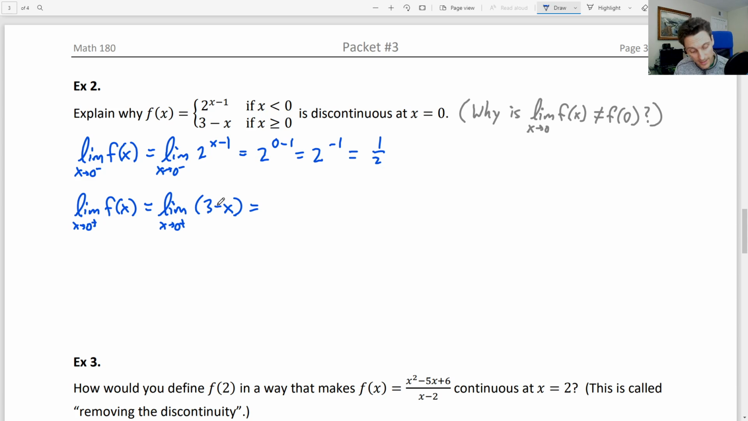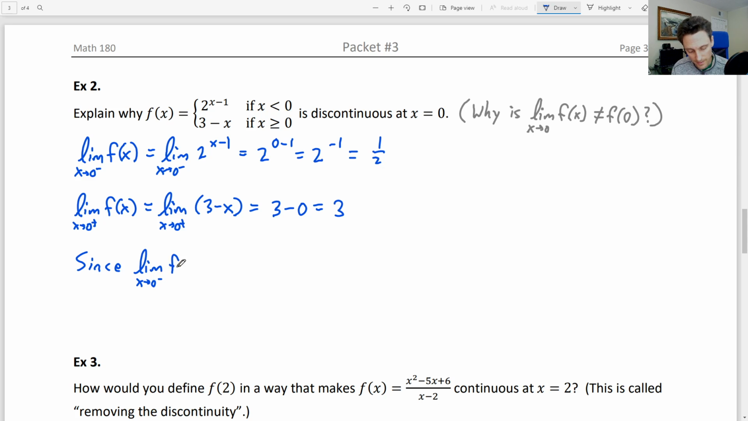So then when we plug in x equals 0, that x value that we're approaching, we'll have 3 minus 0, which is 3. And there you can see the problem. The left and the right hand limits are not the same, and therefore the regular limit is not going to exist. It does not exist. Let's write that up.